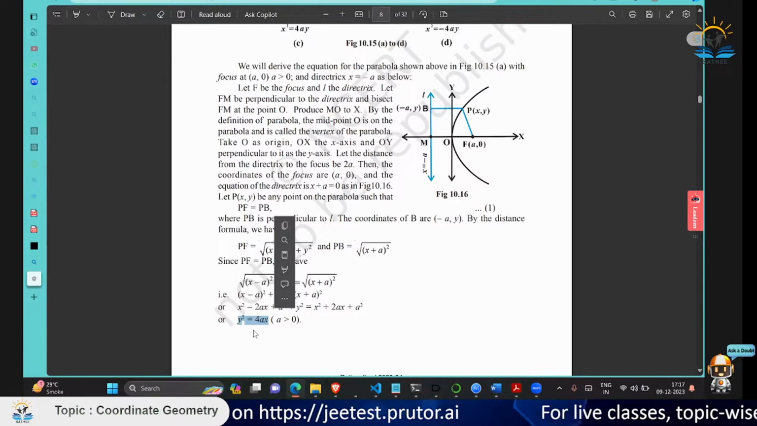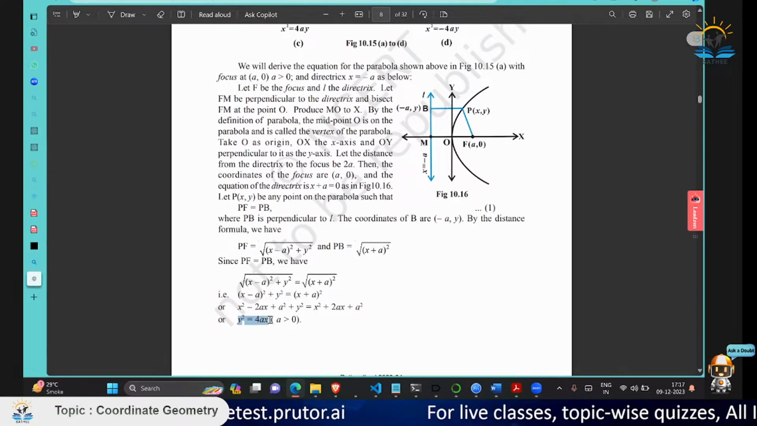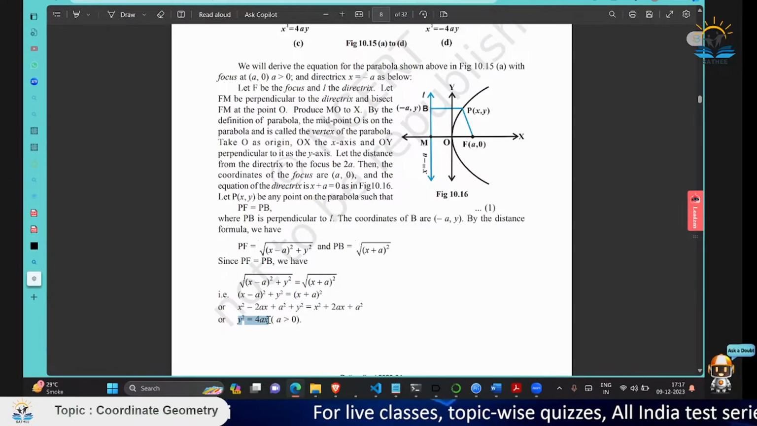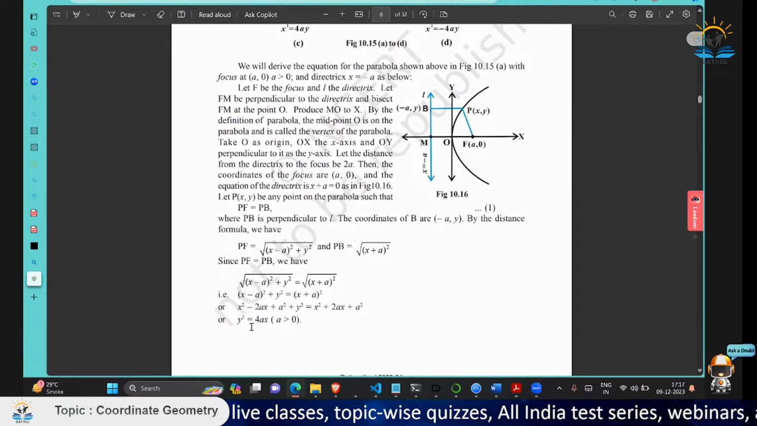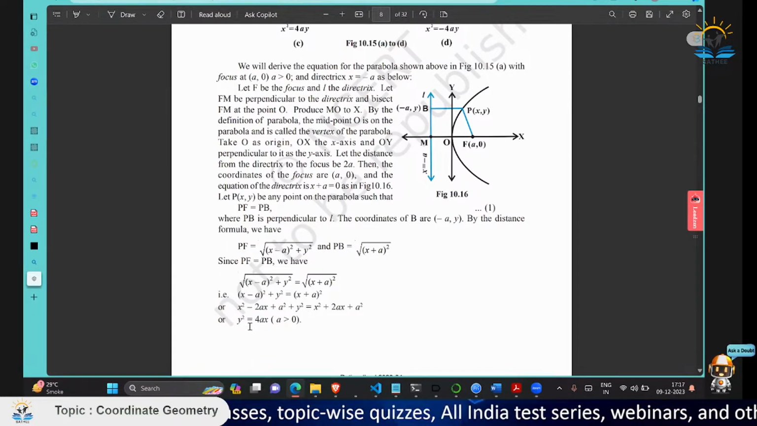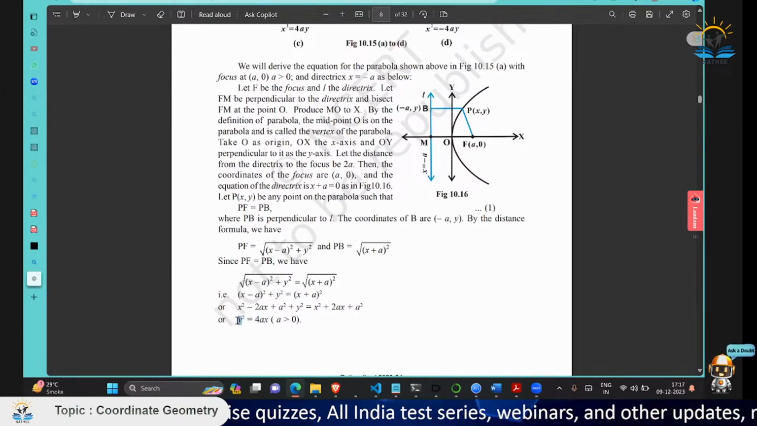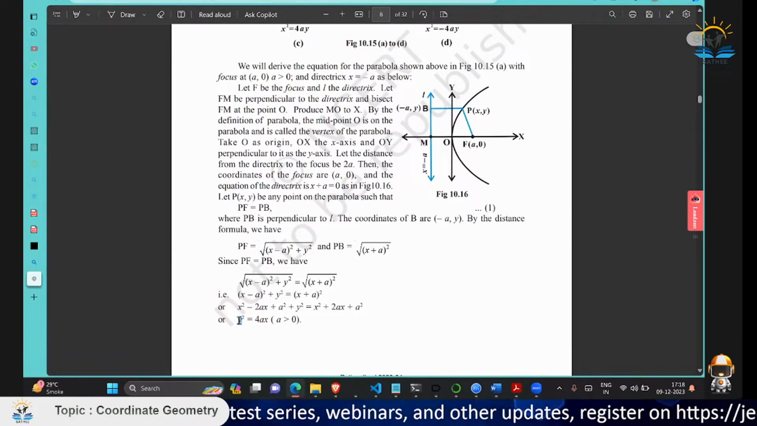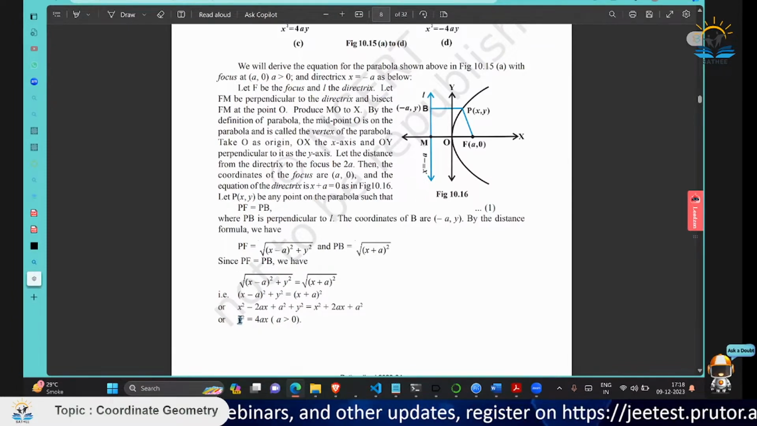So take time to absorb this. Y square equal to 4ax. This is the least which you should know in the parabola chapter, because most of the questions, at least in JEE Mains, are based on only this parabola. Basically, they can change the center, of course, and they can play with different properties of this parabola, but it is basically based on this.